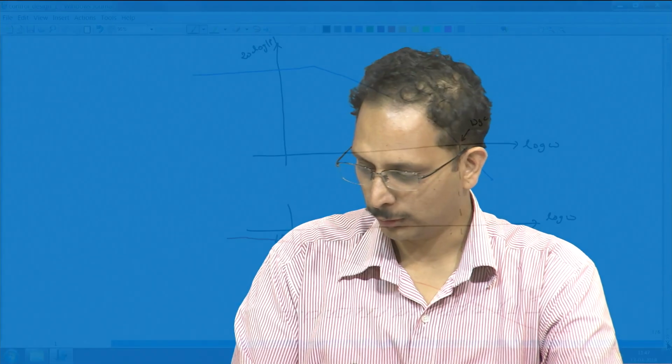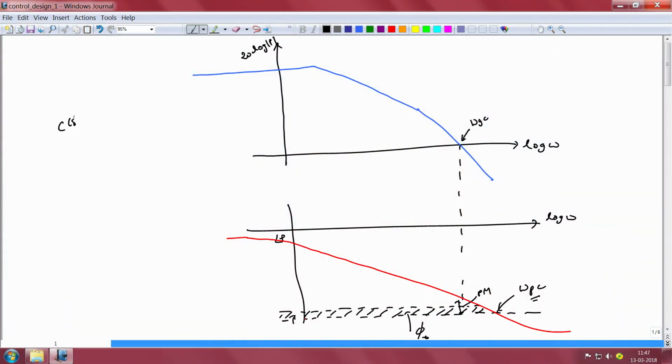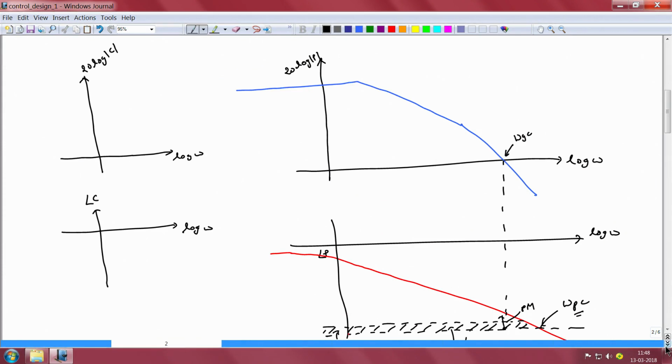The first and the most simple controller is the proportional controller. So the transfer function of a proportional controller is C of S is equal to K. Now if you were to draw the Bode plot of a proportional controller, then we would have the magnitude characteristic to be a simple constant independent of frequency, and the value would be 20 log of K, and the phase of this controller C of S equal to K would be constant and equal to 0 at all frequencies. So the phase characteristic would be 0 and the magnitude characteristic would be a constant.